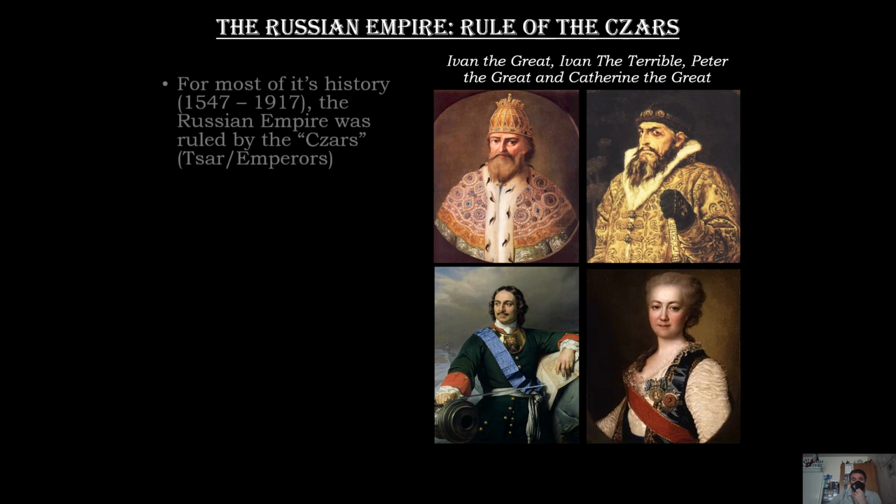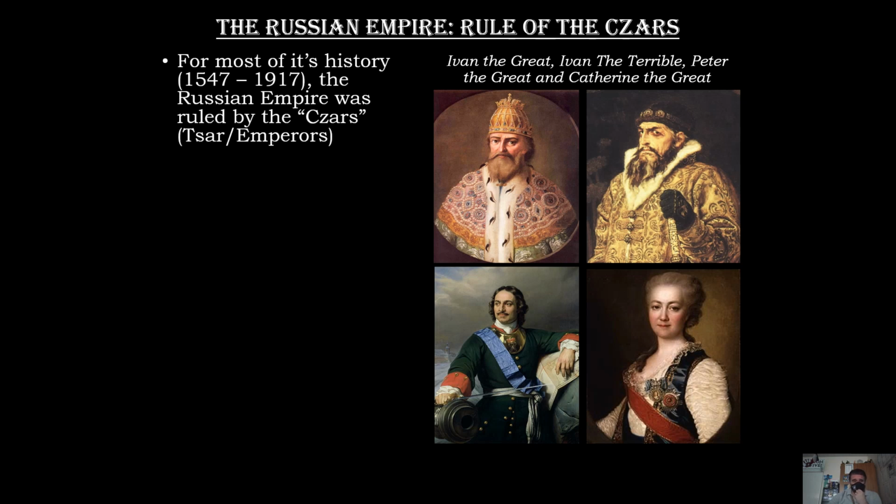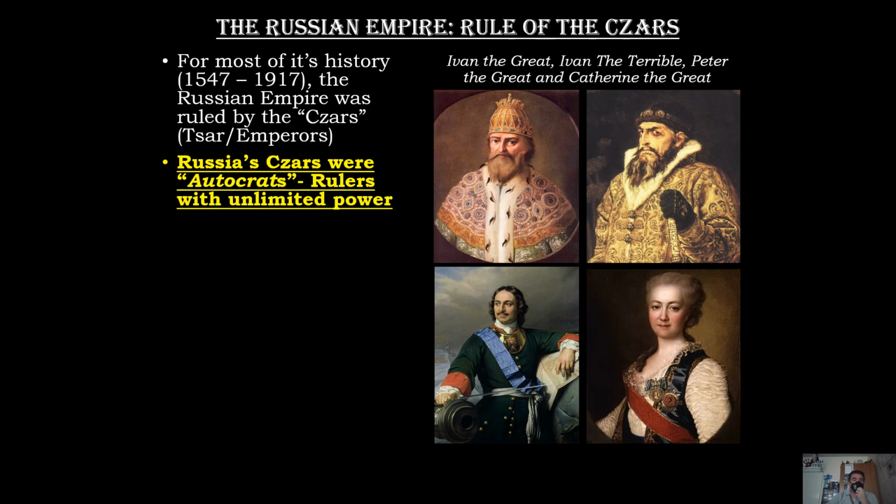what Russia was like. For most of its history, and really when we look at the Russian Empire history, we're usually saying 1547 to 1917, when 1547 it officially becomes an empire. The Russian Empire was ruled by czars, and we've talked about that before. Sometimes you will see czar spelled with a T instead, but it's the same thing. It's a play on Caesar. Essentially, it's the equivalent of an emperor. Russia's czars were autocrats, rulers with unlimited power.